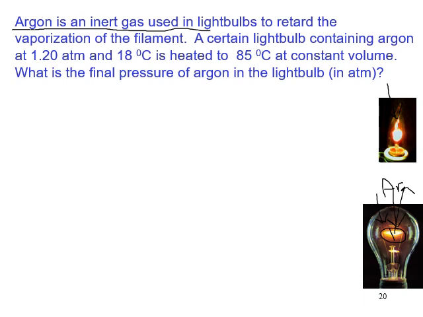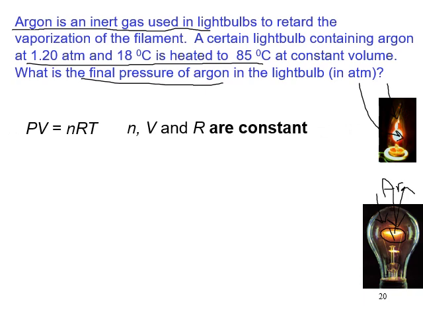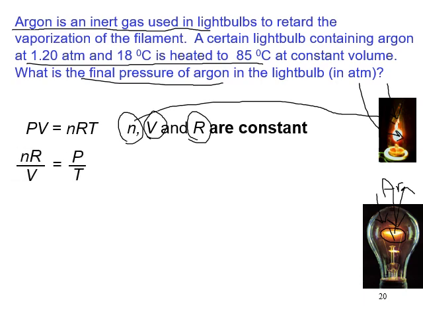A certain light bulb containing argon at 1.2 atmospheres and 18 degrees Celsius is heated to 85 at constant volume. You'll notice these light bulbs are constant volume. What is the final pressure of the argon in the light bulb? So it looks like, remember, we're holding volume constant. It's a bulb. R is constant. And n is constant because there was a certain amount of gas that was trapped in here that has not moved and has not left the container.